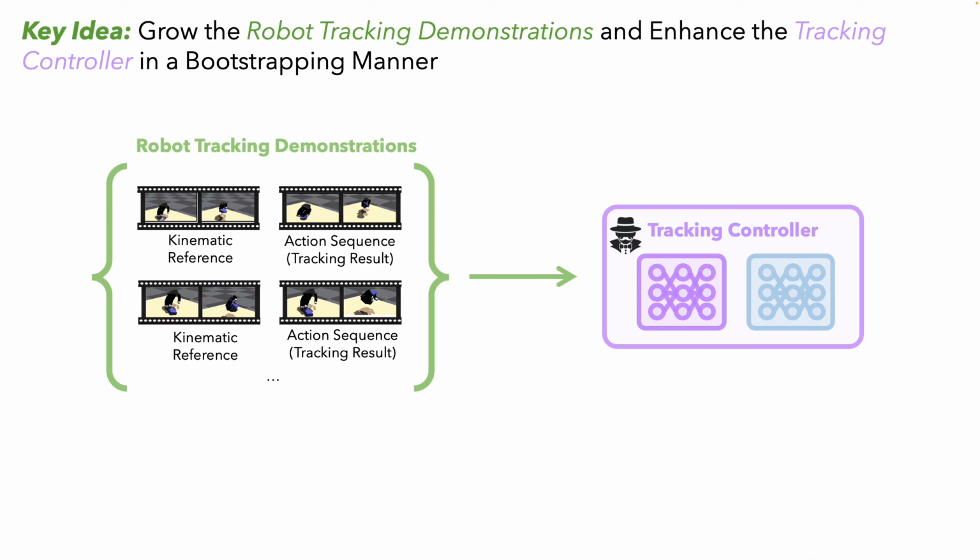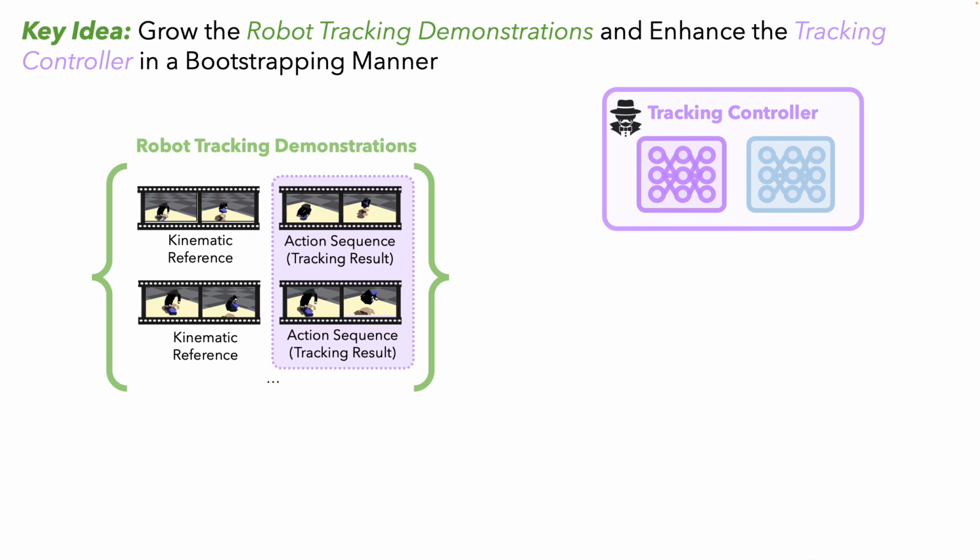Inspired by the data scaling law in other spaces, we envision a large number of robot tracking demonstrations with kinematic references and robot action sequence pairs could facilitate the learning of a generalizable neural tracking controller. However, obtaining robot tracking demonstrations is challenging, since even tracking a single manipulation sequence is both costly and difficult.